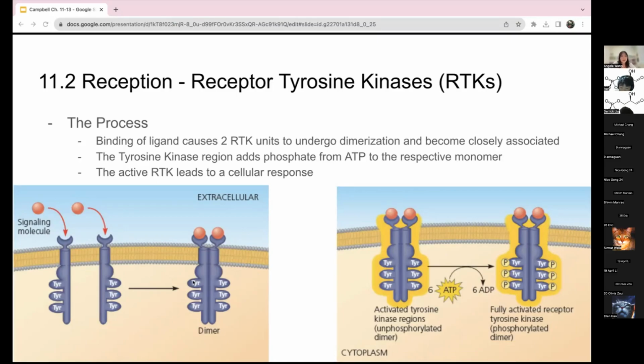Initially, these receptor tyrosine kinases are two separate units, as you can see here. But once the signaling molecule attaches to the receptors, they come together to form a dimer, which is a bigger unit of two smaller units. This dimer is then capable of transferring phosphate groups from the ATP, which is seen here, and the phosphate groups are attached onto the tyrosine, and then these can be passed on to other proteins to continue the message.